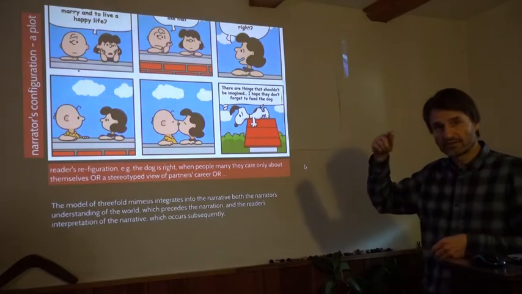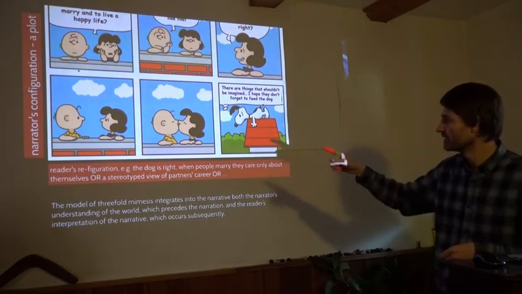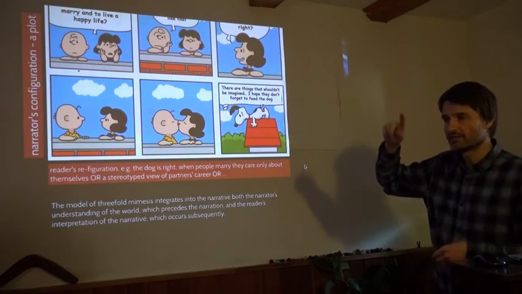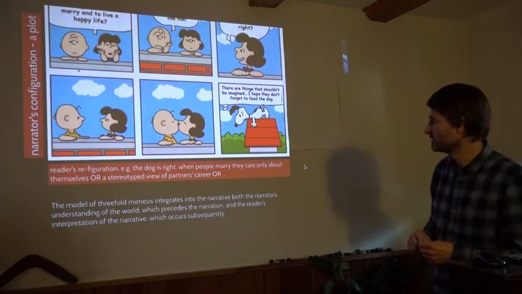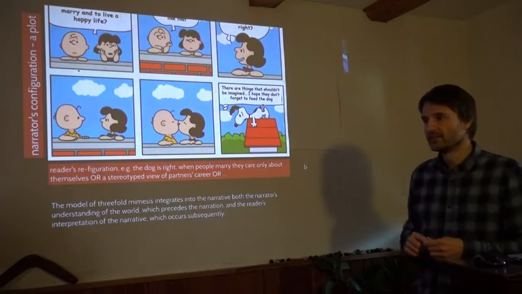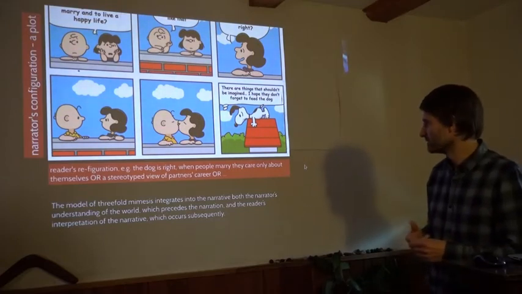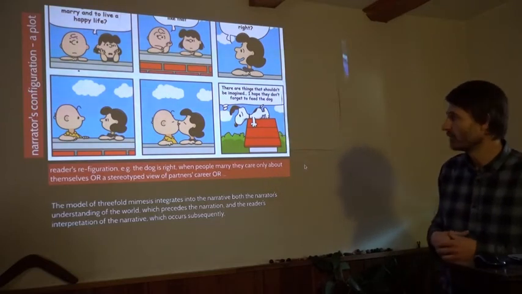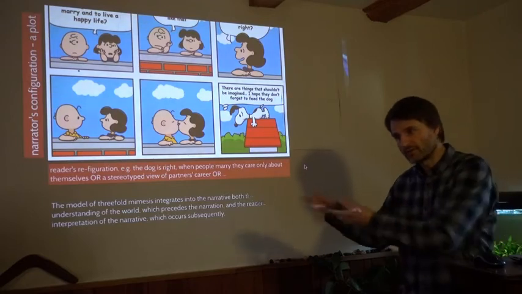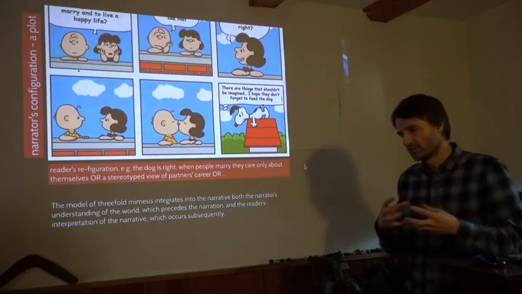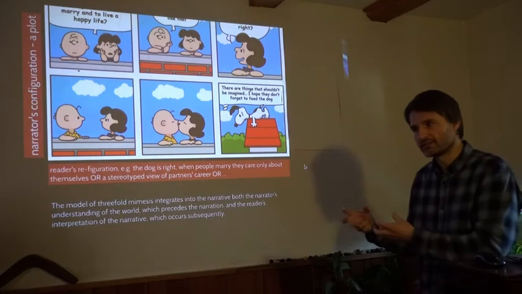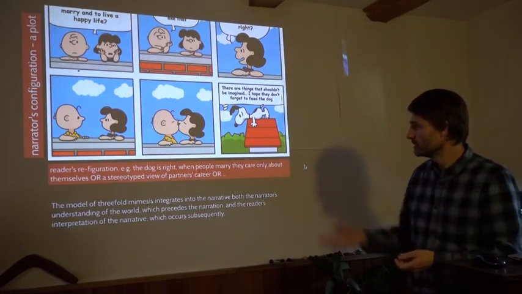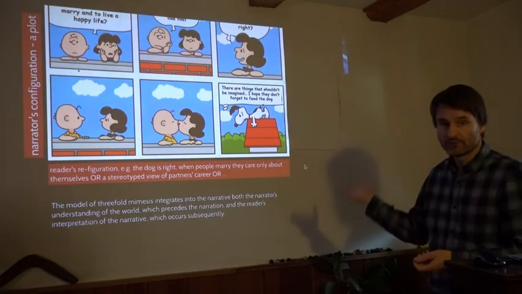You see the time, the sequence of events. The dog knows that once the marriage is done, the couple cares only about themselves. So the chronology, or the sequence, is apparent there. Or it could be a stereotyped view of a partner's career.